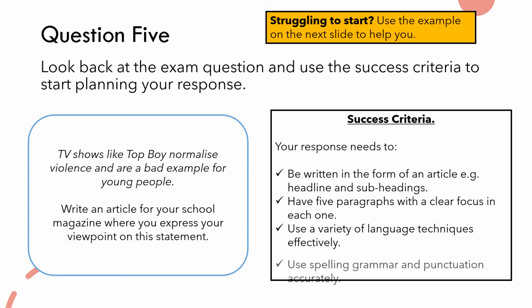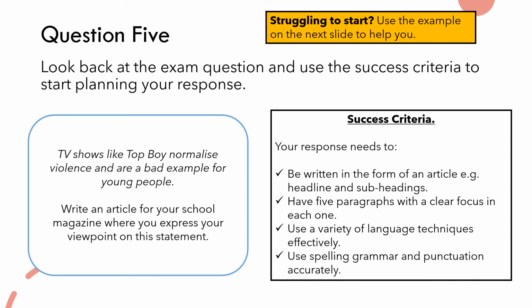And the final thing, use spelling, grammar and punctuation effectively. Remember, we get 16 marks for technical accuracy, so it's really important that we do not neglect this area of the marks. A good thing to do is just to spend 5 minutes at the end of your exam and go back over, read, review and make sure that you've done all the things that are necessary to get a good mark.